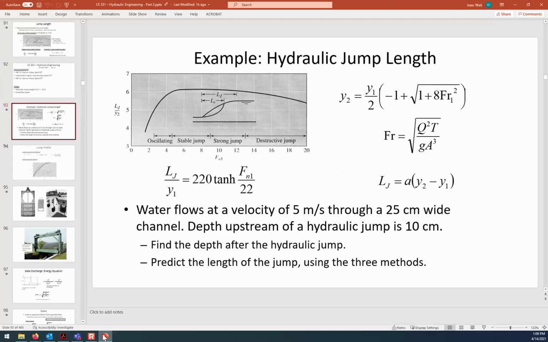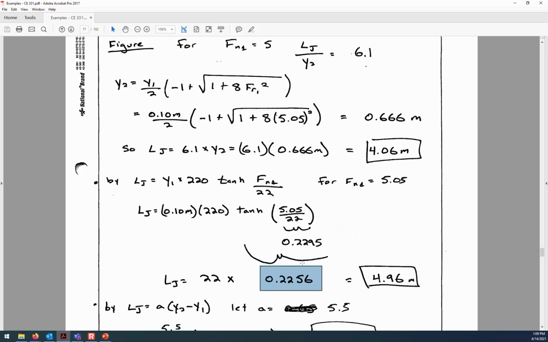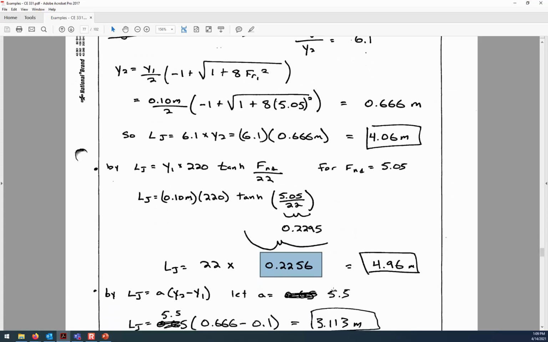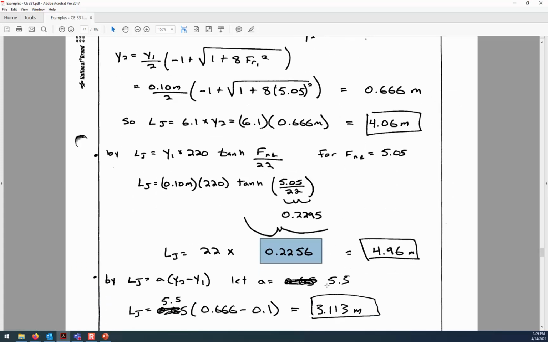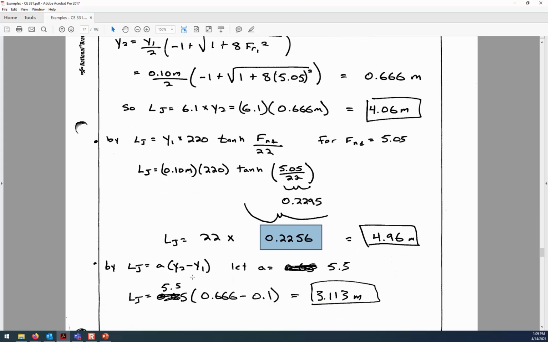And then we had this third approach, which was another method. And so if we just use kind of a midpoint A value, if we say let's have A be 5.5, then that other method, which says it's some fraction of the change in elevation, so it finishes at 0.666 meters and it started at 0.1 meters, so that predicts that the jump length is going to be 3.11.